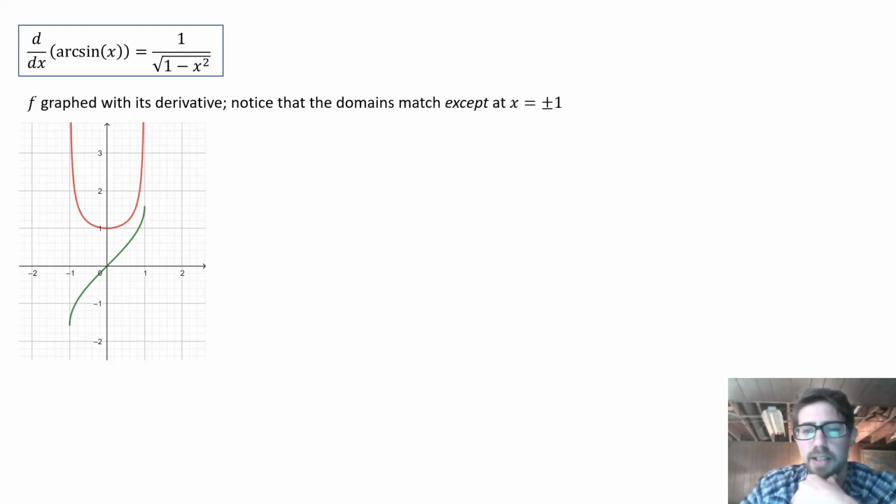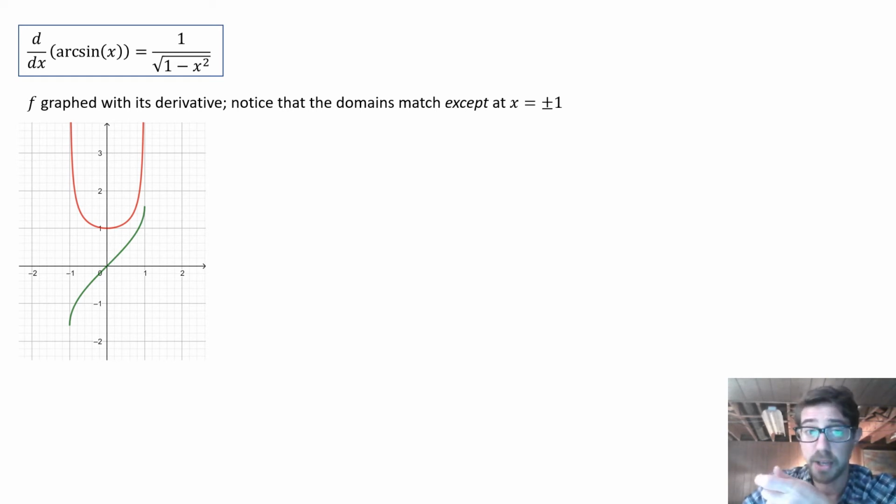So arcsine is that green thing. It's just a little blip. It's just a little tiny function. The red thing is its derivative, that kind of rational square rooty thing. Notice the domains match. Think about why. Arcsine is stuck between -1 and 1 because sine, the range, is stuck between -1 and 1. And our derivative also is, because if x were bigger than 1, look what would happen to that denominator. Be no good.